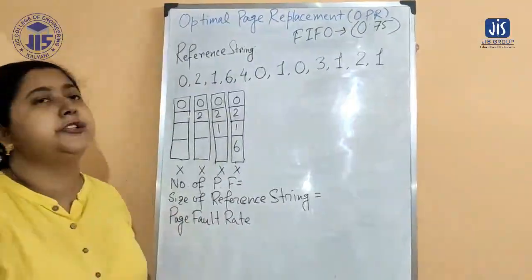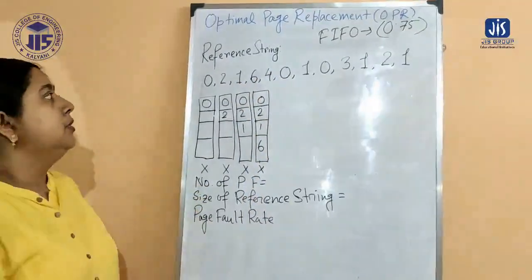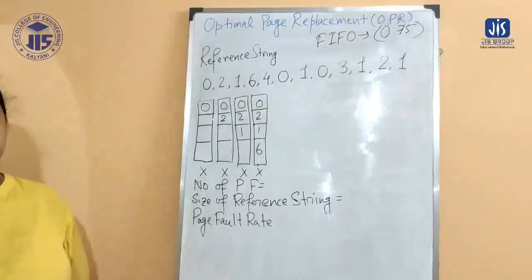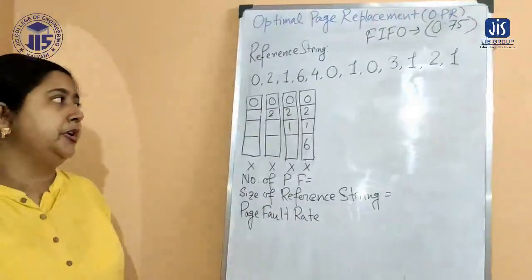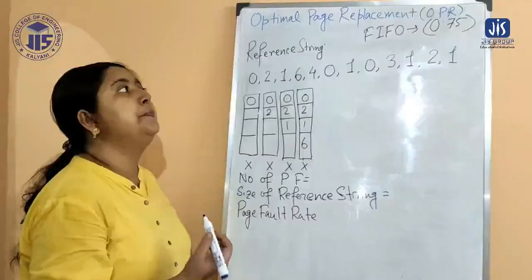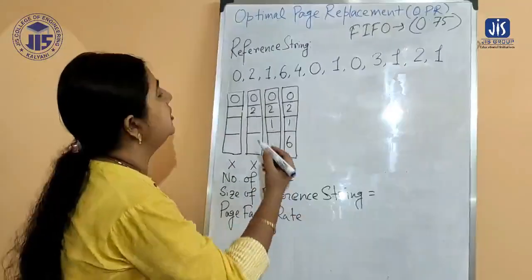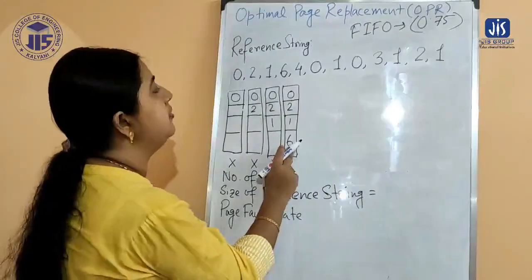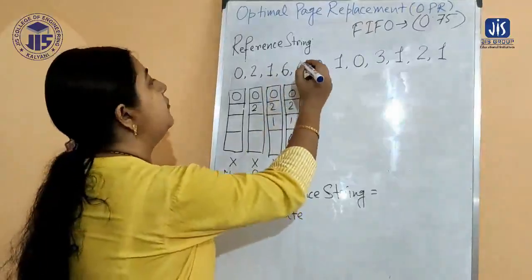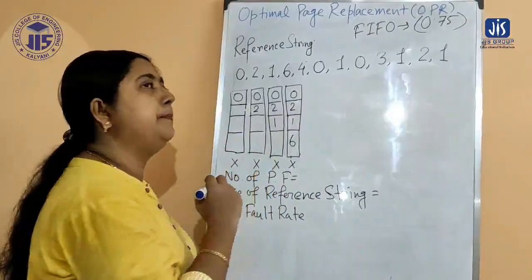Now I am going to discuss the optimal page replacement algorithm with the same reference string. In the optimal page replacement algorithm, the page replacement strategy is quite different. Initially when we have free frames, it remains the same. So up to now it remains the same. Now whenever the next reference 4 comes, we need to replace one page.